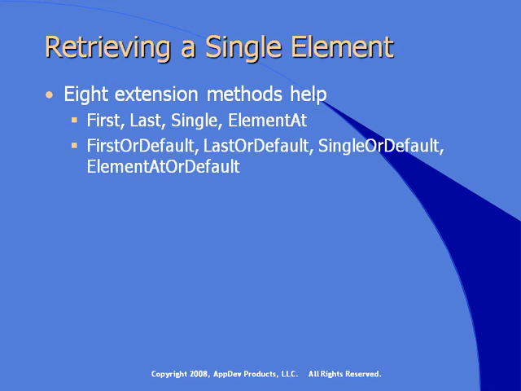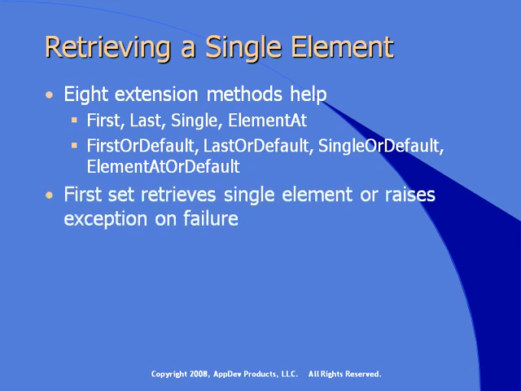To work around that, you can use any of these methods: first or default, last or default, single or default, or element at or default. These won't raise an exception if you pass an invalid criterion or an invalid location. Instead, they just return an empty value, a null value in C# or a nothing value in Visual Basic.